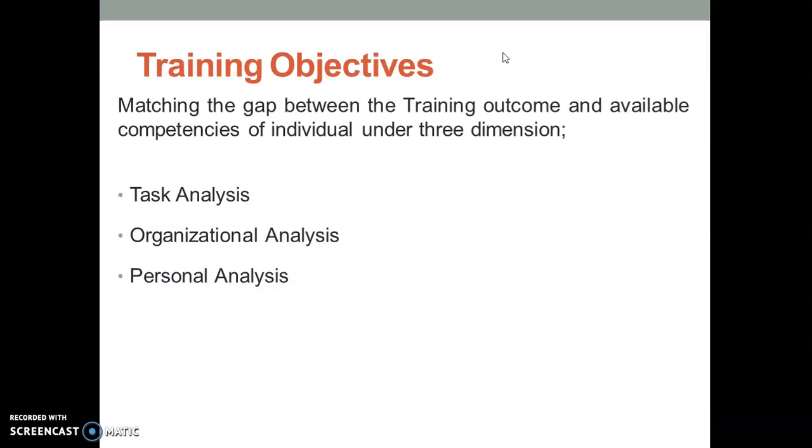So when we look at training objectives, whatever gaps we have identified as training needs need to be converted into objectives. Now, all these gaps, all these aspects, we have received through what? Task analysis, the work that the person is performing; organization analysis, the standard that the person has to adhere to; and person analysis, what things are required by the individual.